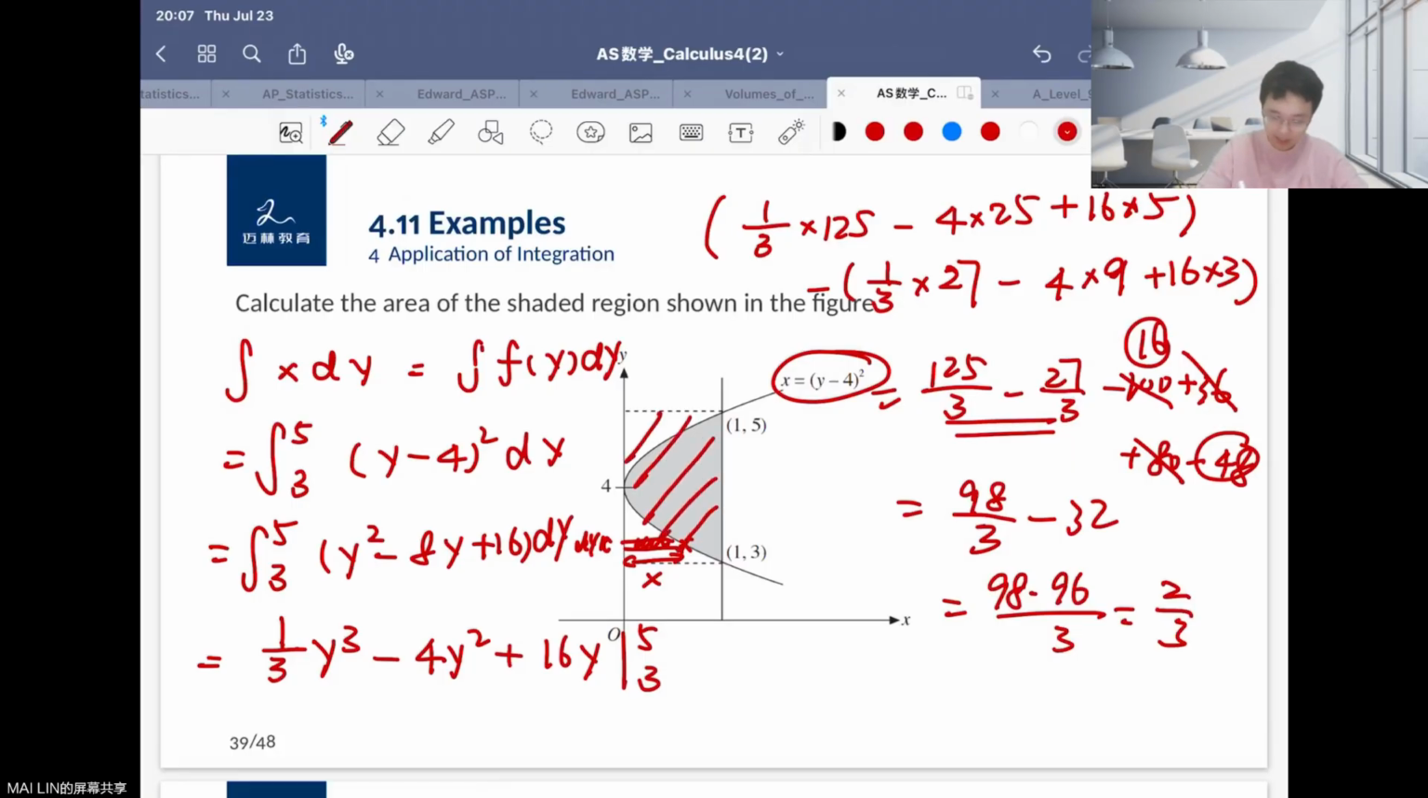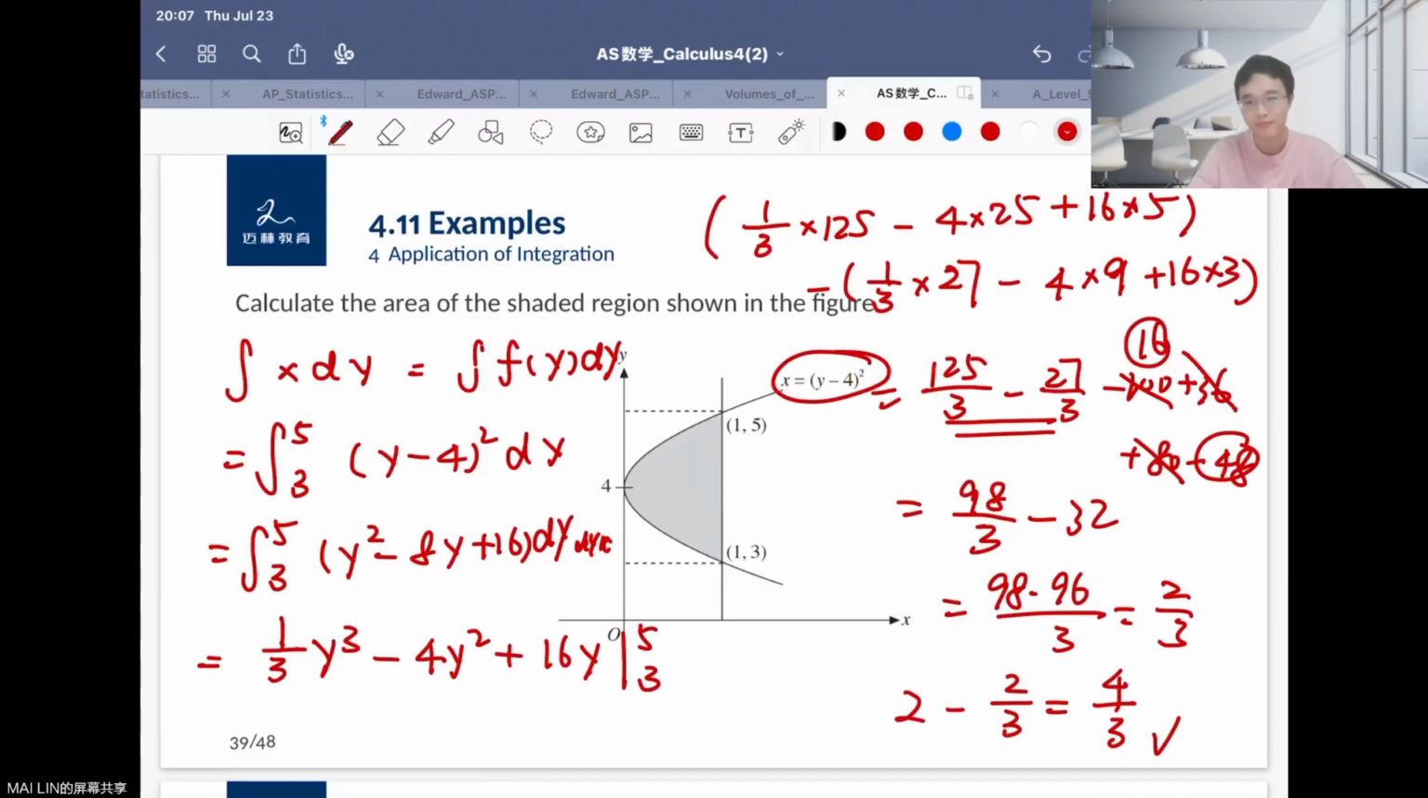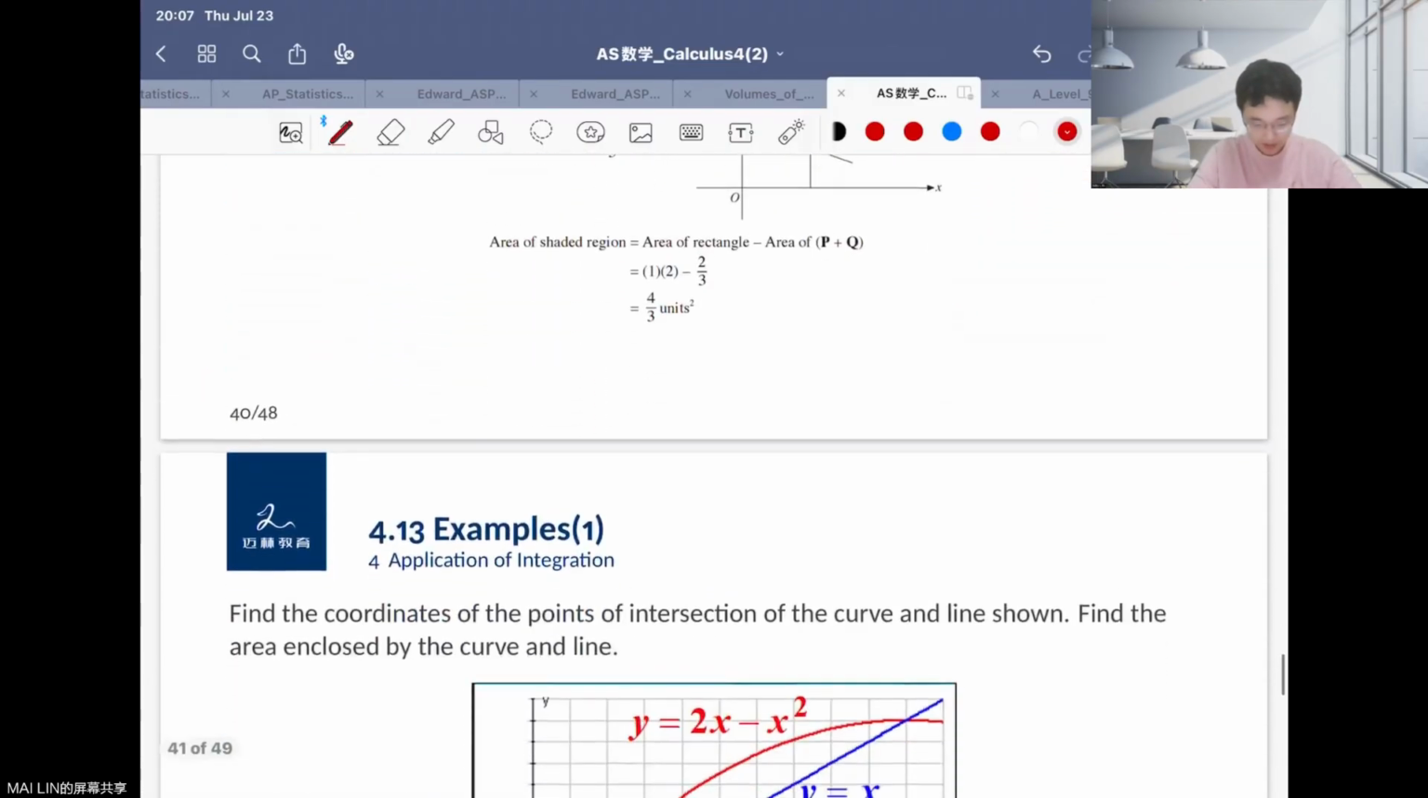So here is the rectangle's area. That is 2 times 1 equals 2. We're just using 2 minus 2 over 3 is 4 over 3, right? So we can say that the shaded area in this graph is 4 over 3, okay? That is it. So here it is.